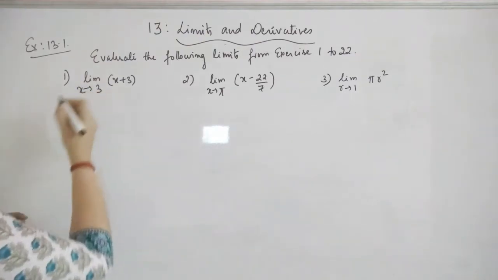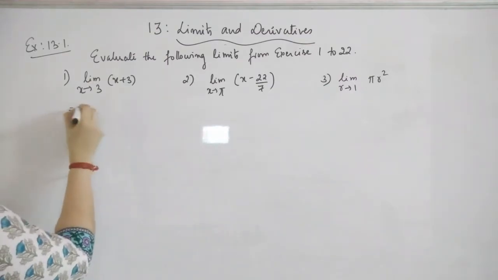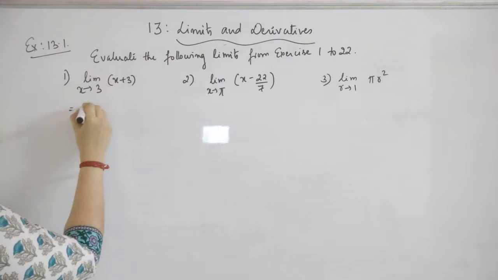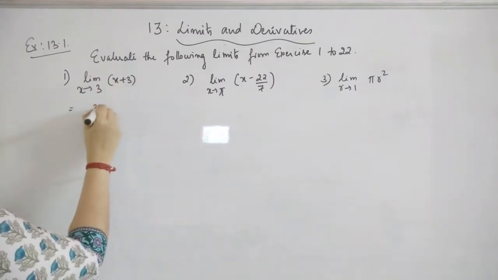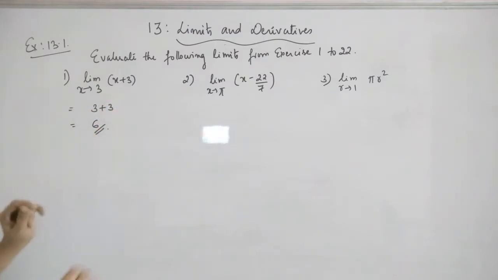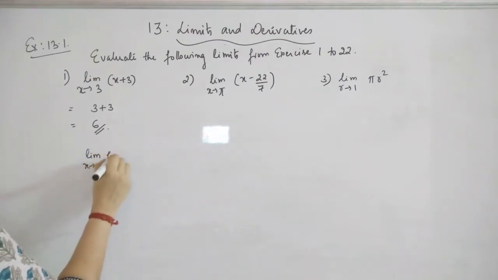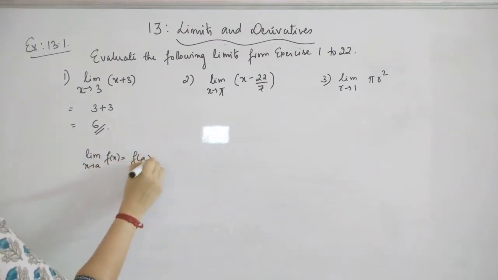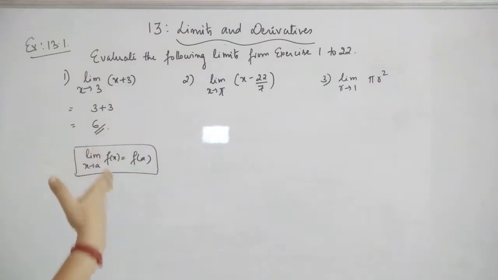That means the first question is limit x tends to 3 of x plus 3. This is the same as just replacing the value of x with 3, so that you are getting it to be 6. That's all. That means we are just doing limit x tends to a of f of x is equal to f of a. This simple way we are doing because it exists, right?